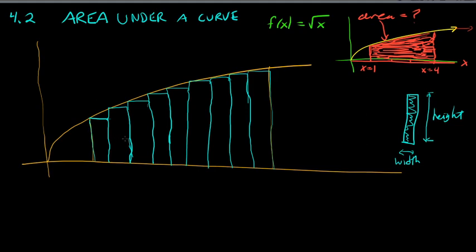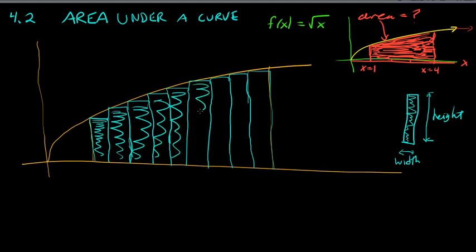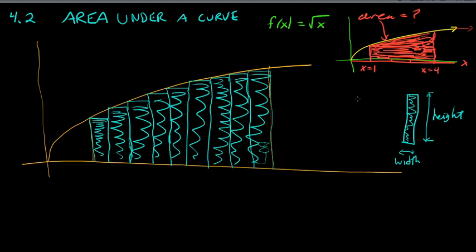So we have 1, 2, 3, 4, 5, 6, 7, 8. Okay, 9's not a nice number, but we have 9 rectangles, right? And so if I add up the areas of all 9 rectangles, you can see what happens. We get the area that looks very much like this red area in here. And so again, that gives us a pretty good approximation to the area. Now, why do I say approximation?